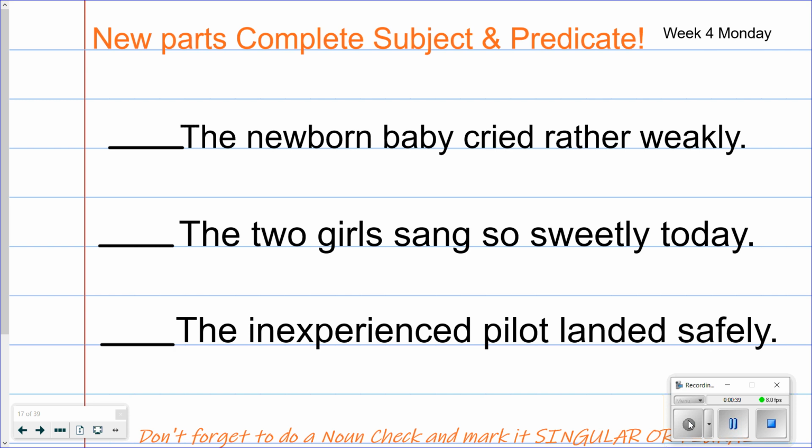Read it together. Ready? The newborn baby cried rather weakly. Who cried rather weakly? Baby. Subject noun. What is being said about baby? Baby cried. Verb. Look at our next two words, rather weakly. Baby cried how? Not rather. Baby cried how? Weakly. Adverb. Now ask how weakly? Rather. Adverb.